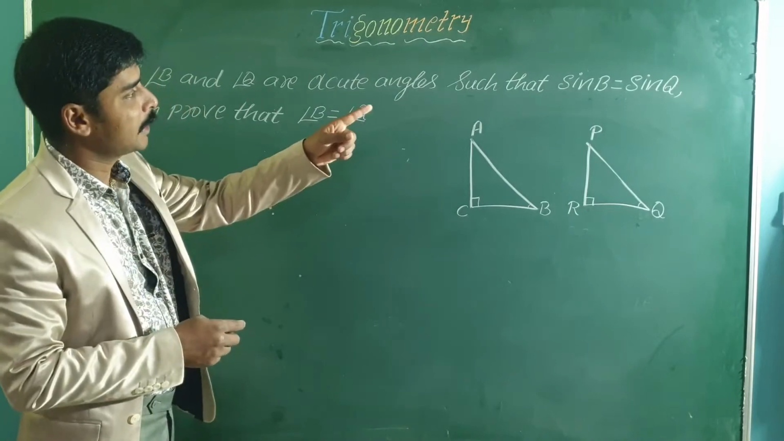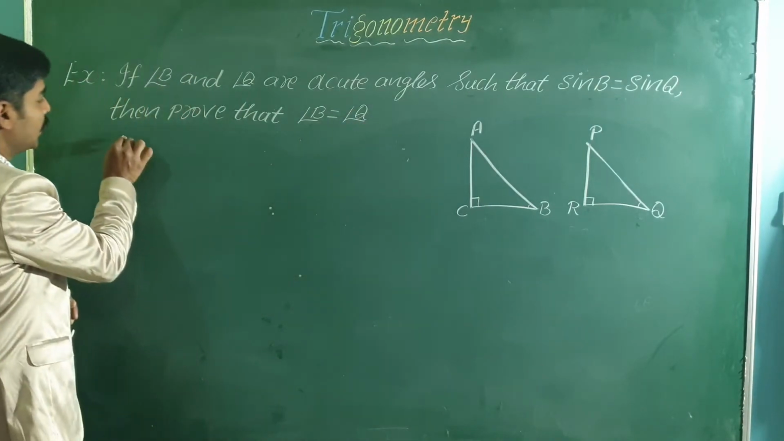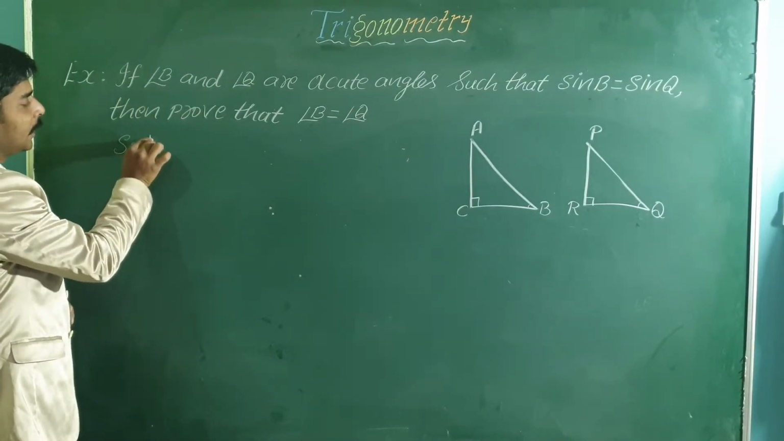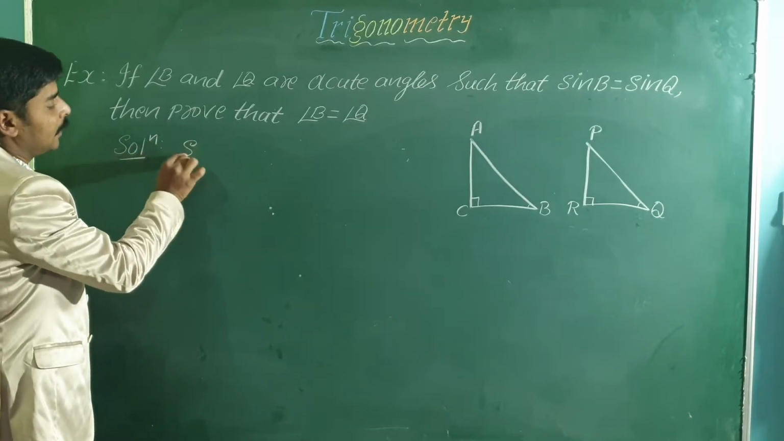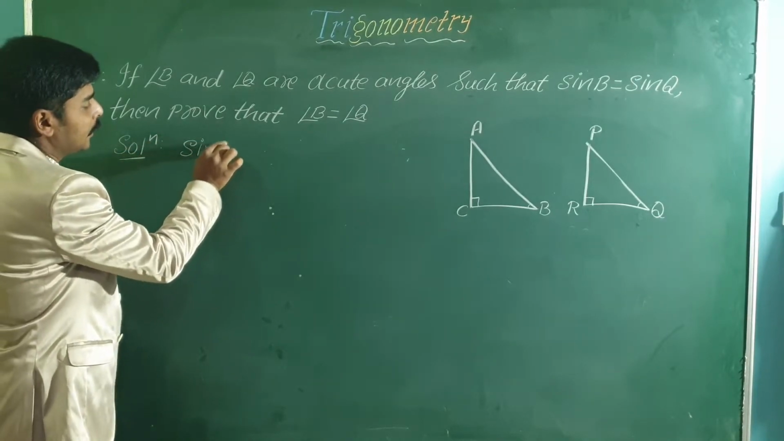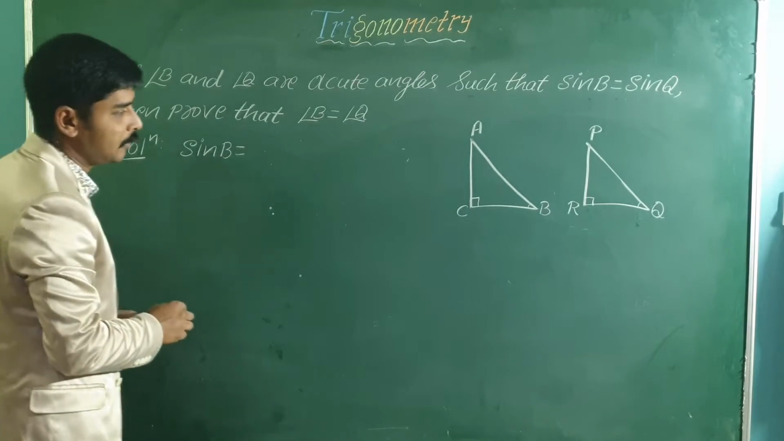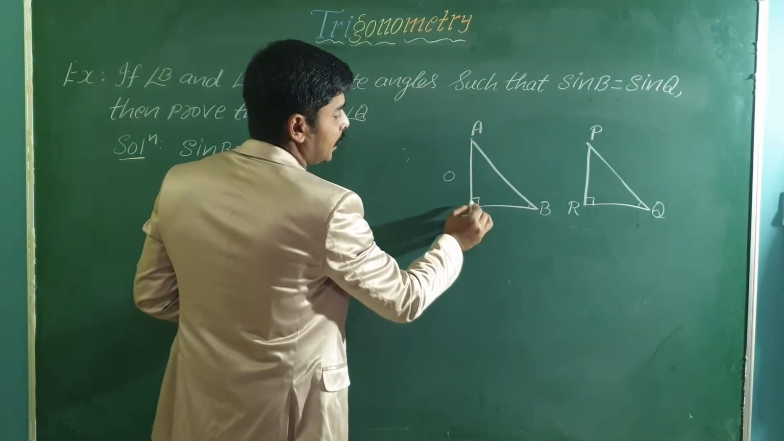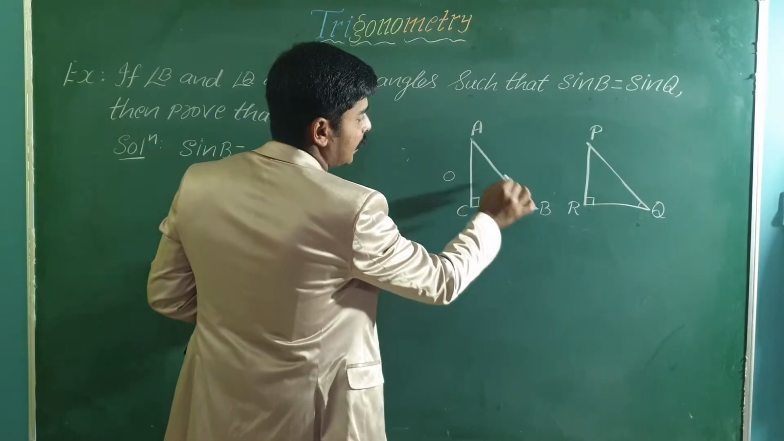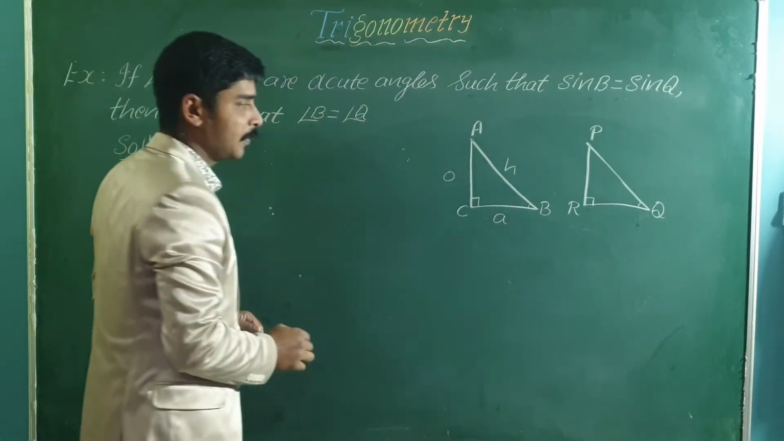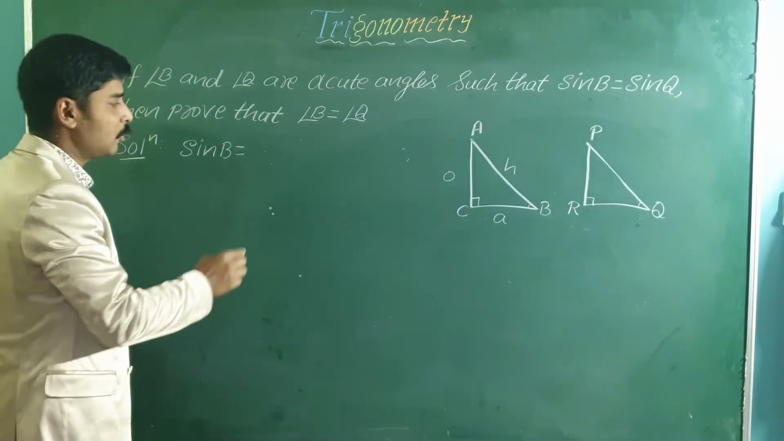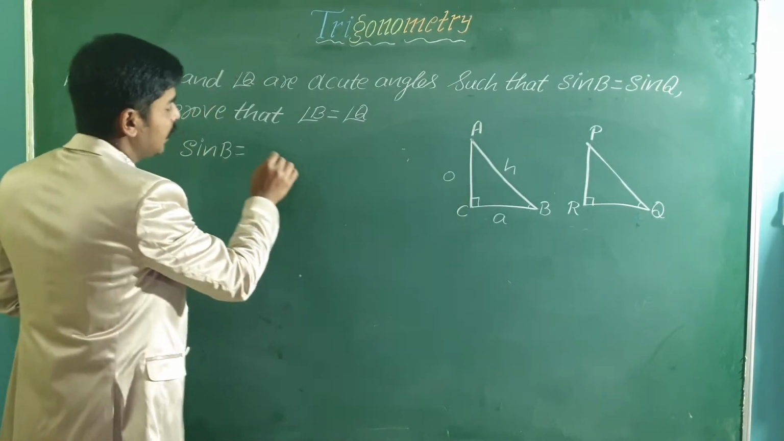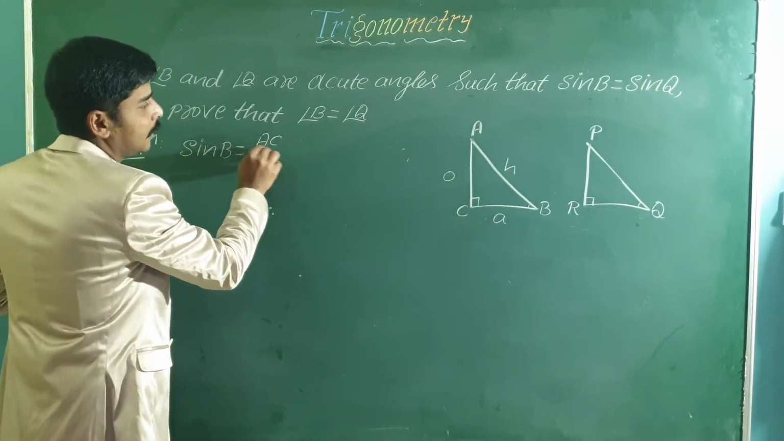It is given sin B is equal to sin Q. So in the right angle triangle ABC, let us write the trigonometric ratio sin B. With respect to this angle B, this is the opposite side, BC is the adjacent side, AB is the hypotenuse. What is sin B? It is opposite by hypotenuse, AC by AB.